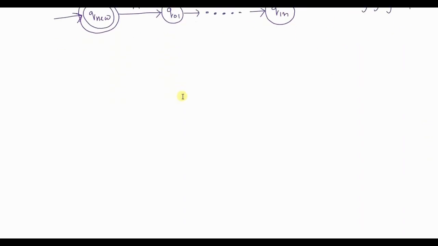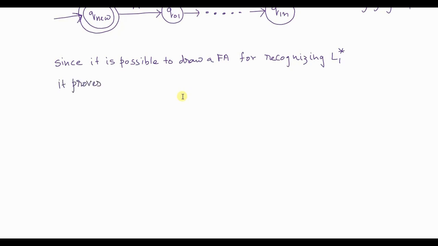So then finally we say, since it is possible to draw a finite automata for recognizing L1 star, it proves that L1 star is also regular. So this is the end of the proof.